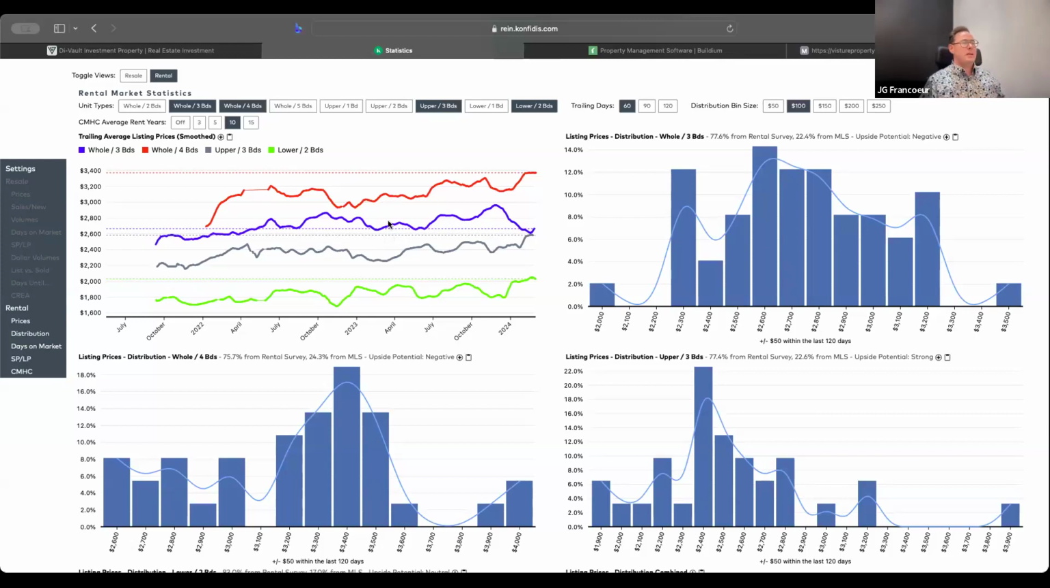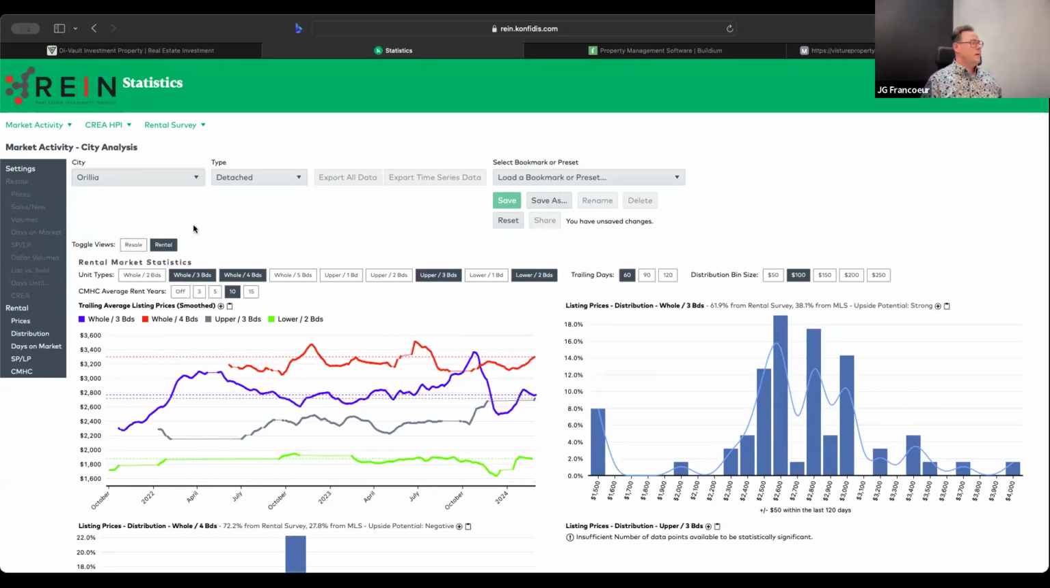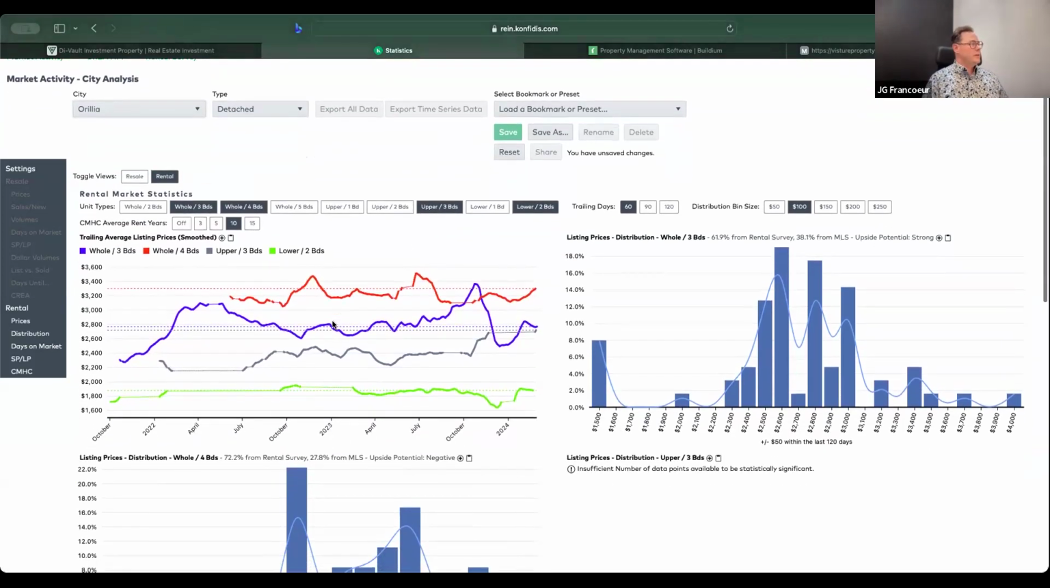And now that I've explained the graphs, let me cycle through a couple different markets. And I know I'm going to start getting the request to speak about specific markets. Let me talk about Orillia. You know, I'm looking at Jules here. I know he wants to talk about Orillia. So here's Orillia's numbers right now.